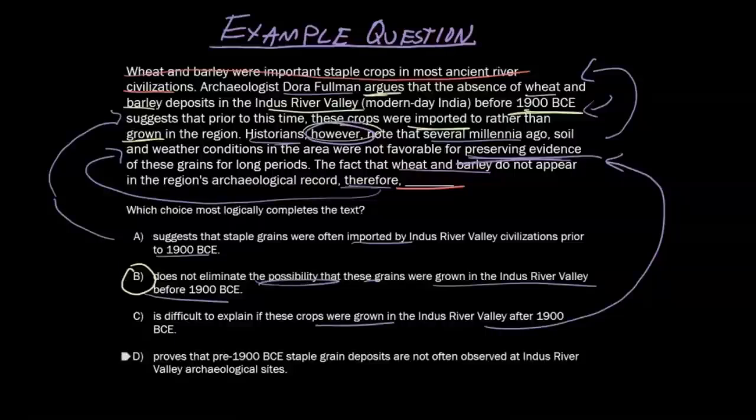Proves that pre-1900 BC staple grain deposits are not often observed in Indus River Valley archaeological sites. Well, we know this. We know that they can't really find anything because there's no way to preserve the evidence in the soil, right? We know this, but that's not related to this idea. This, therefore, connects to the however. Again, we're using transition words, right? And this idea here is saying this. It's not mentioning this fact. This was kind of the first part of the paragraph here. And that's all you need to know for your inferences.